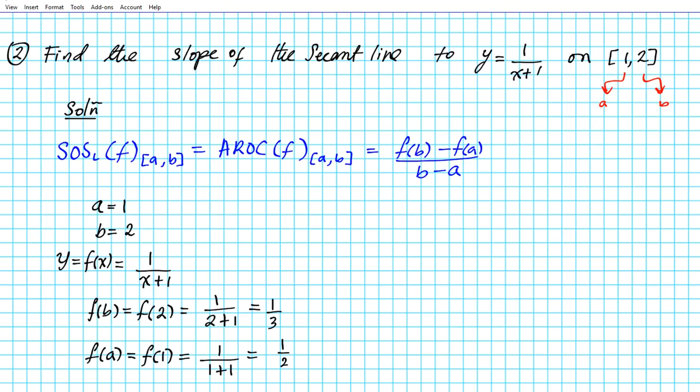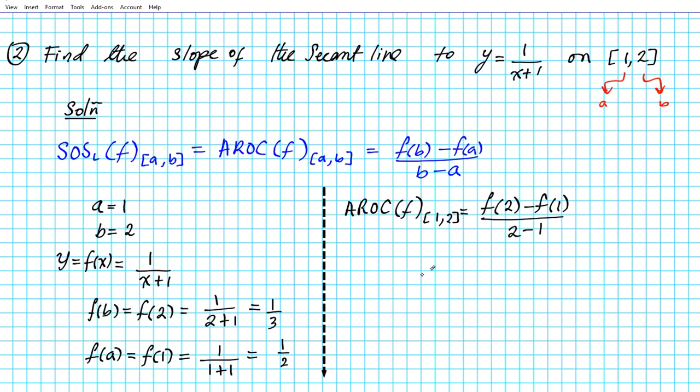So we have all the ingredients that we need to calculate the average rate of change from 1 to 2. So let's go ahead and carry out the calculation. What are we looking for? We are looking for the average rate of change of f from 1 to 2. Using the formula, that's simply f of 2, which is b, minus f of 1, which is a, divided by b minus a, 2 minus 1.